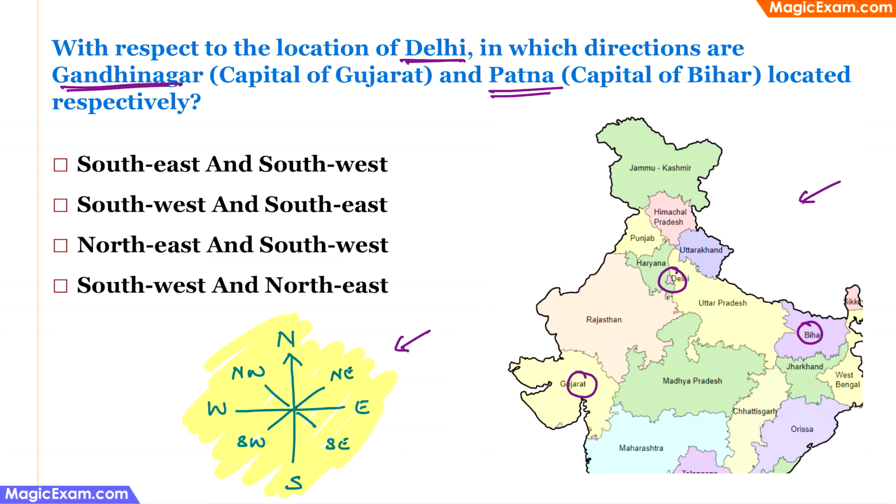here. Now if we draw arrows from Delhi towards both of these places, we see that Gandhinagar is towards the southwest direction from Delhi, and Patna will be towards the southeast direction from Delhi. Therefore, the answer should have southwest and southeast. So, southwest and southeast is the second answer choice. So, this is the correct answer.